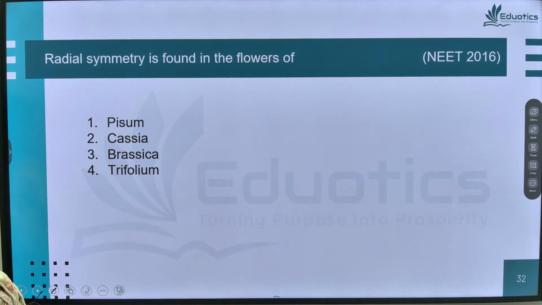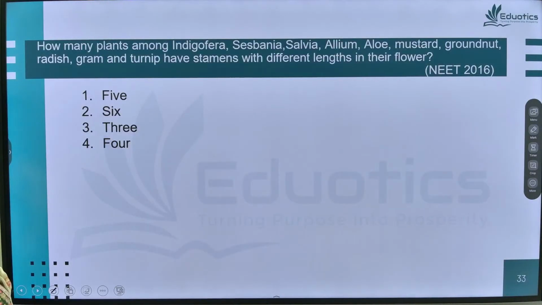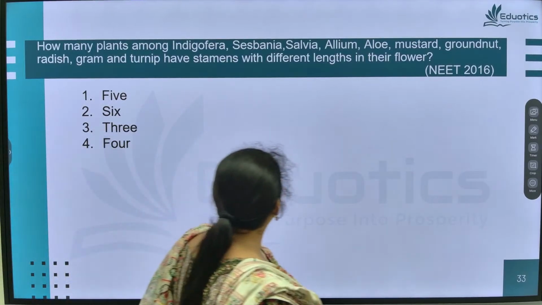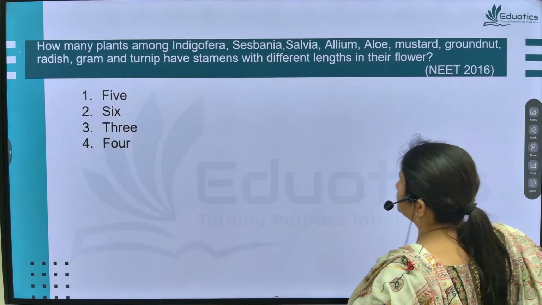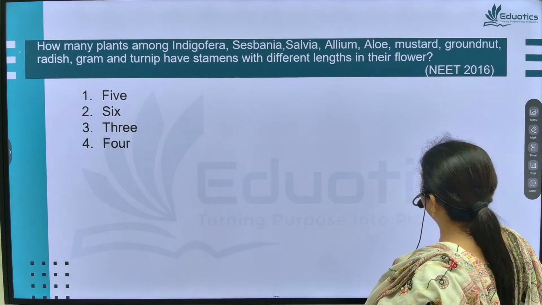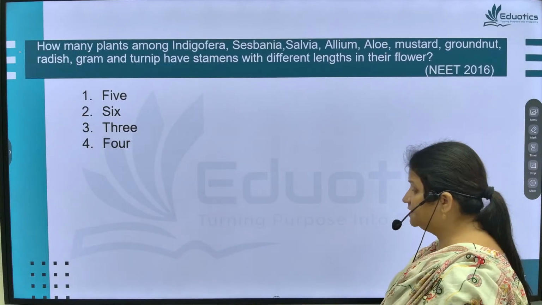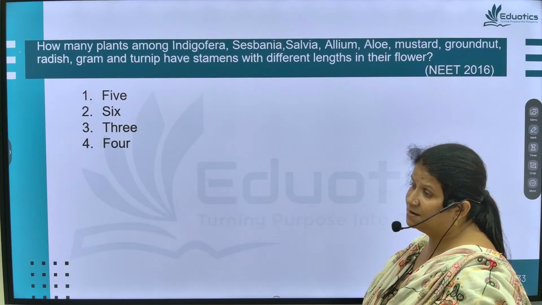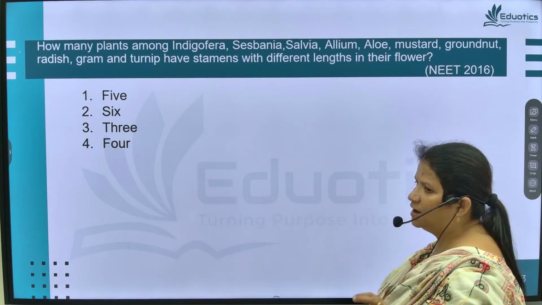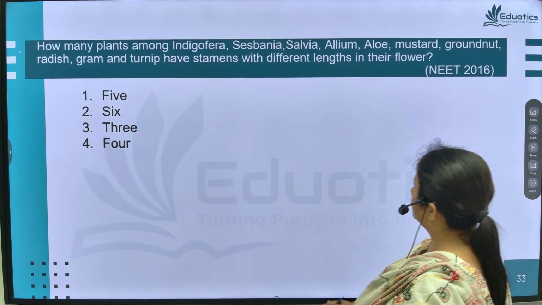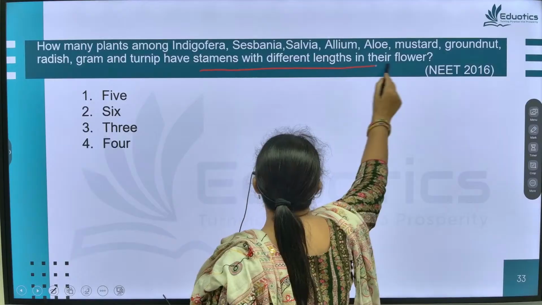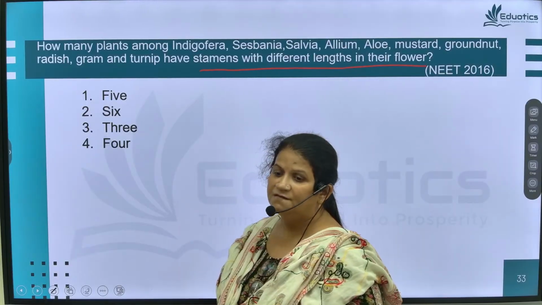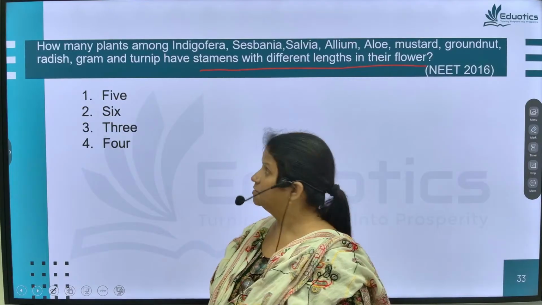Radial symmetry is found in the flowers of Cassia. How many plants among the Indigofera, Sesbania, Salvia, Allium, aloe, mustard, groundnut, radish, gram and turnip have stamens with different lengths in their flower? Different length stamens in their flowers are the key feature of the family Brassicaceae. You have to remember it. Whenever they talk about stamens with different length in their flowers, they are talking about the family Brassicaceae.